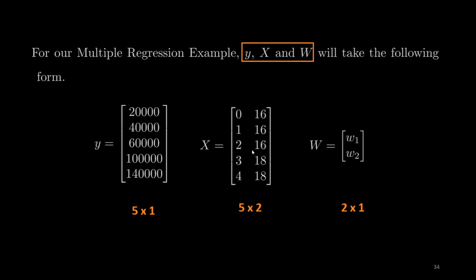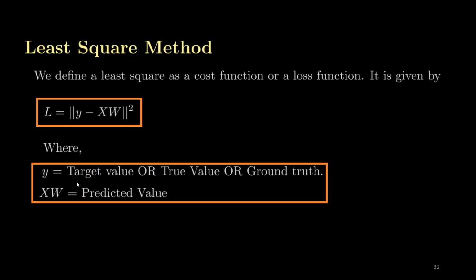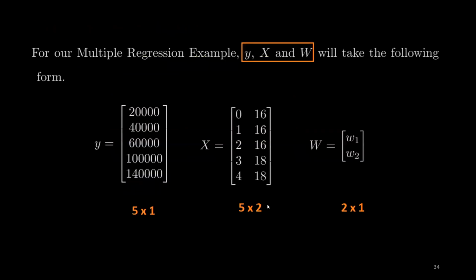Now we know that in least square method, we have to multiply X and W. If we go back and see, we have to multiply X and W in order to get the predicted value. In order to perform the multiplication, the columns of X matrix should be equal to the rows of W matrix. That is, we have 2 columns here and we have 2 rows here. It means the multiplication is possible and the condition for the multiplication of X and W is valid.